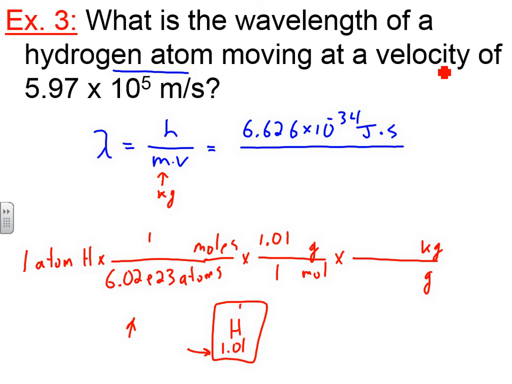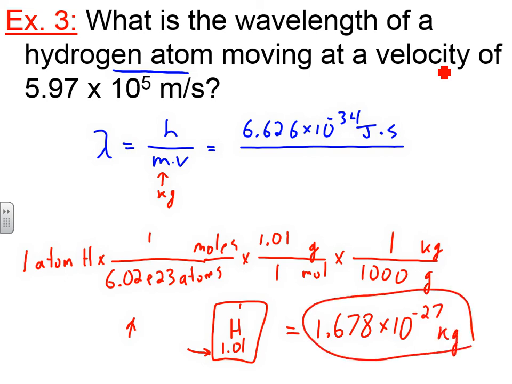So let's go ahead and calculate this down here. If we do 1 divided by 6.02 times 10 to the 23rd times 1.01 divided by 1,000, we'll actually get 1.678 times 10 to the negative 27. This would be kilograms. Now this is how heavy a tiny hydrogen atom is. Not very heavy at all. And by the way, I'm using 4 sig figs for now, and we'll cut it down to 3 in the end. This number does not limit me. This is an exact number.